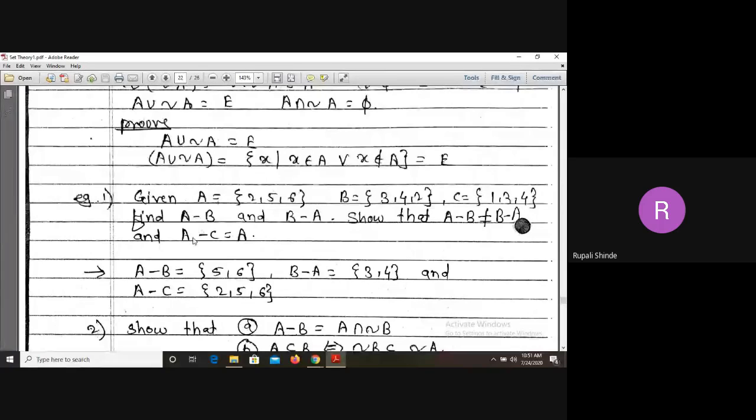Now we have to show that A minus C is equal to A. So first of all, tell me what is the answer for A minus C? Elements that are in A but not in C. Set of 2, 5, 6. Yes, set 2, 5, 6. And this is set A only. That's why A minus C is equal to A.